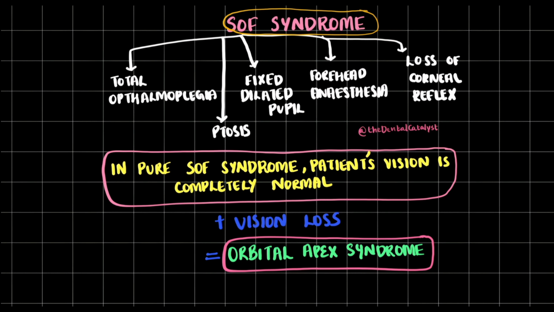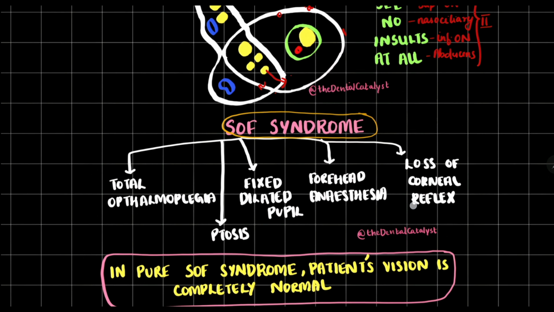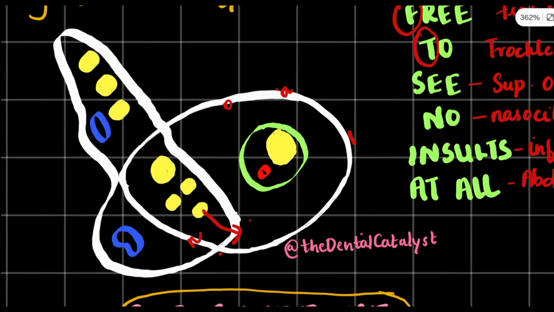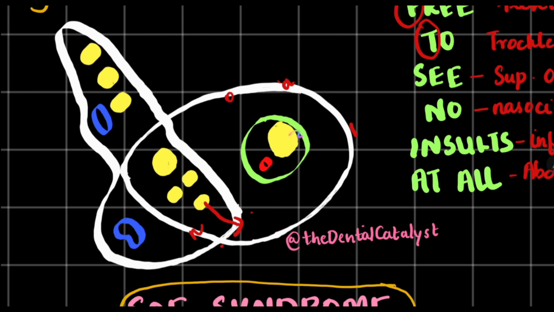Now, the gold standard sentence that you must underline in your exam paper is, in pure superior orbital fissure syndrome, the patient's vision is completely normal. Why? If you look back at our diagram, you can see that the optic canal is sitting safely next door inside our protective bony tunnel in here.